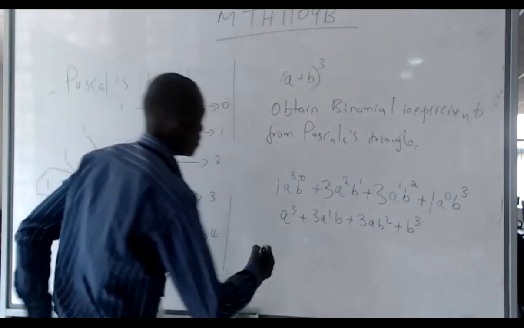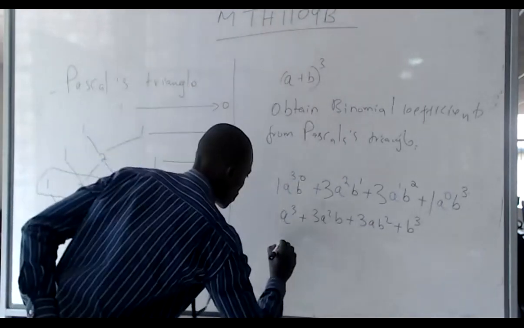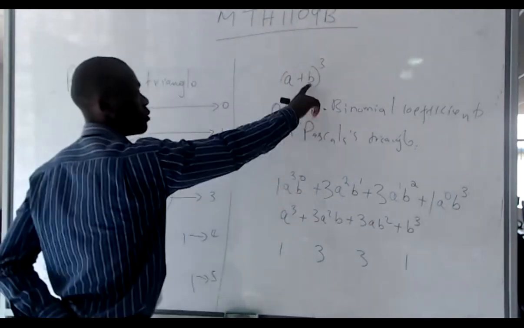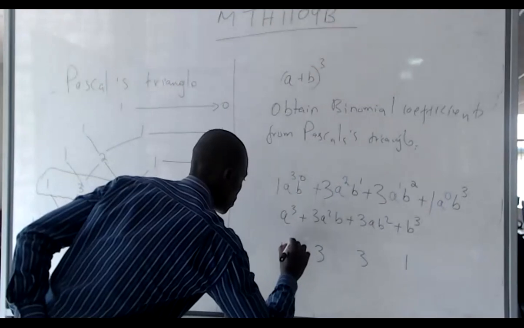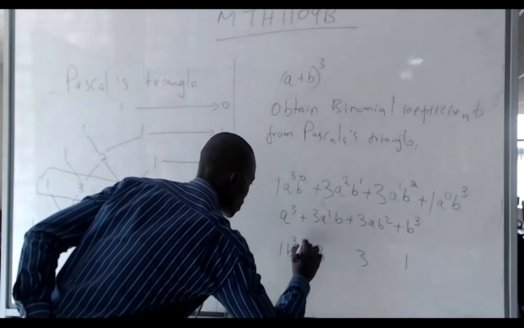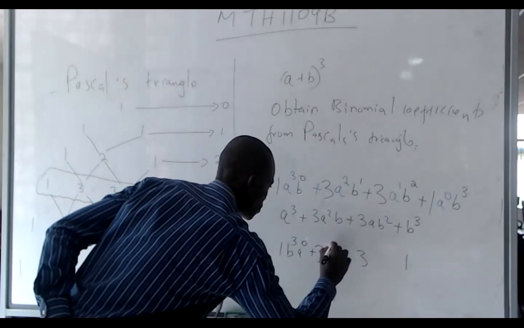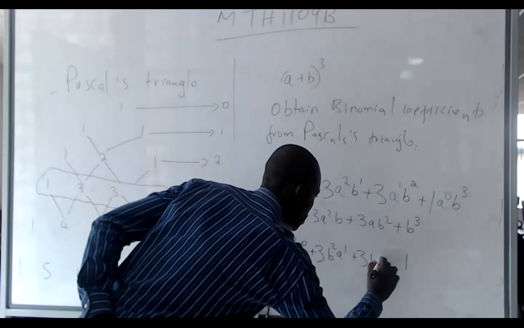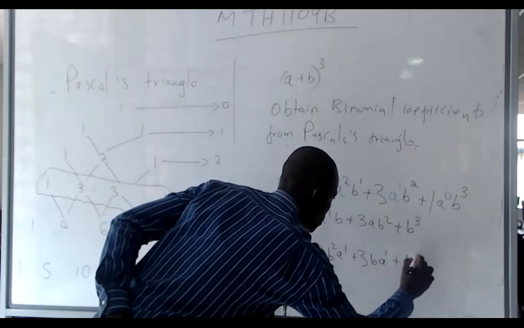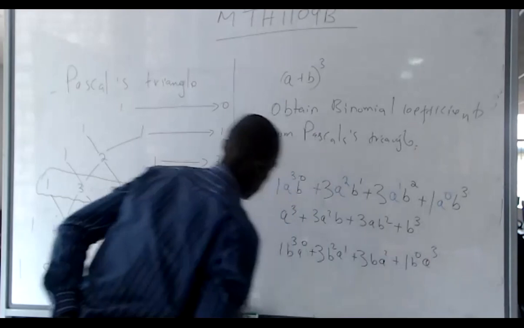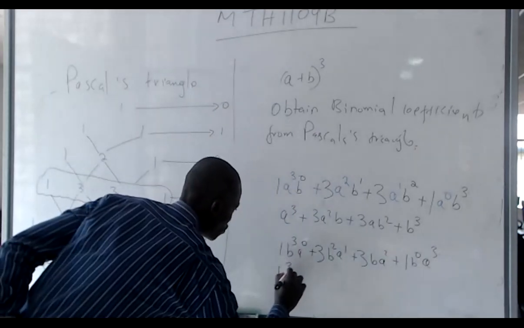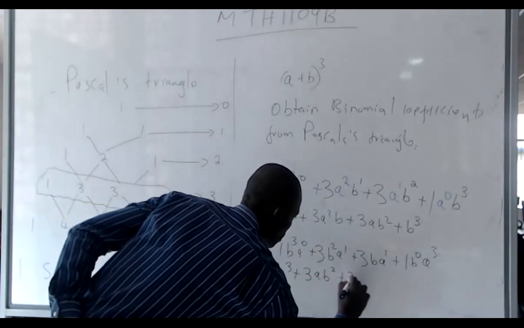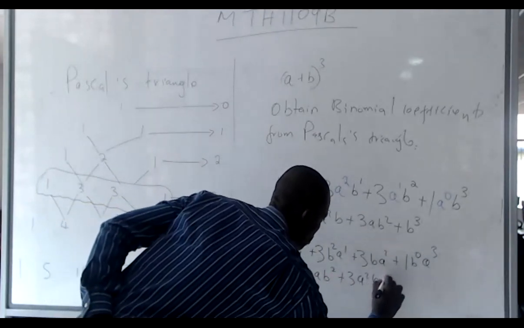So let me show you what I mean. I start with the coefficients 1, 3, 3, and 1. The second term is B. So start with B cubed, A to the 0, followed by B squared, A to the 1, followed by B, A to the 2, then followed by B to the 0, A to the 3. So when I simplify this, this is simply B cubed plus 3AB squared plus 3A squared B plus A cubed.